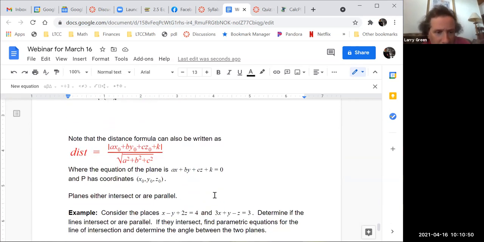Okay, I don't have time, but this is also a distance formula. This really is the same thing, and it can be proven pretty easily. It is ax naught plus by naught plus cz naught plus k divided by the square root of a squared plus b squared plus c squared. That's kind of doing it all at once. But I kind of like the geometry way of looking at it.